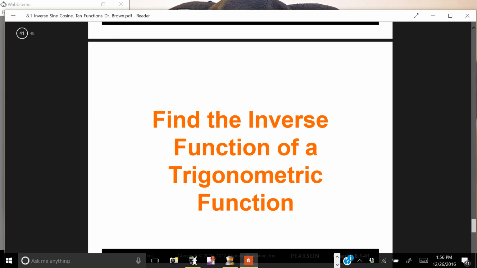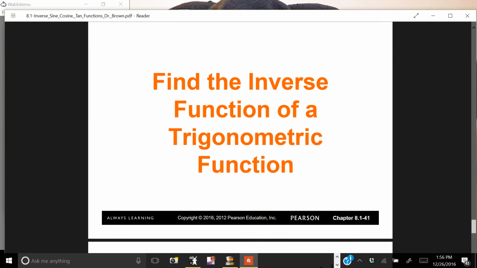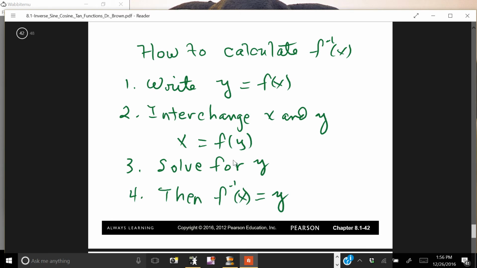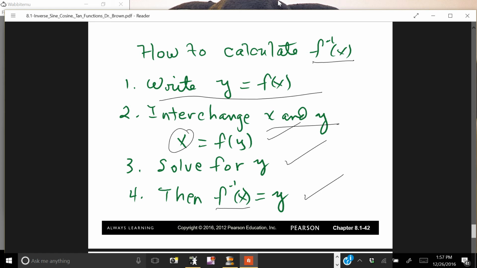Now we want to find the inverse function of a trigonometric function that might be given. We need to recall how to calculate an inverse function. Remember, what you do is you write y equal f of x, then you interchange x and y. In other words, write x equal f of y. Everywhere you see a y, put an x. Everywhere you see an x, put a y. Then solve for y, and the y that you solve for will be the inverse function of x.